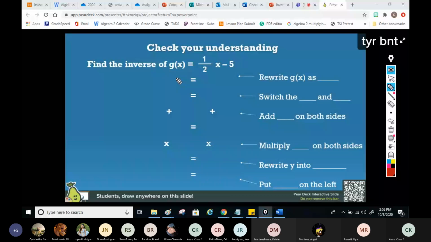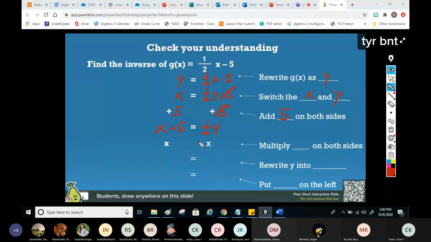Rewrite g of x as y. Switch the x and the y. All right, these two require no thinking. Now the third step: I have to get rid of the -5. So the opposite of -5 is +5 on both sides. Then -5 and +5 will cancel out. You have just a 1/2 times y, and on the left, you have x plus 5.